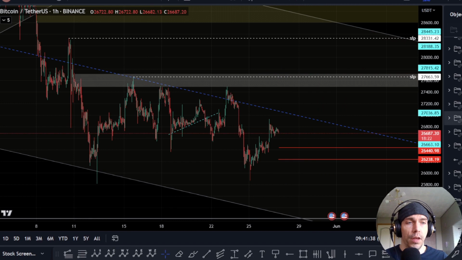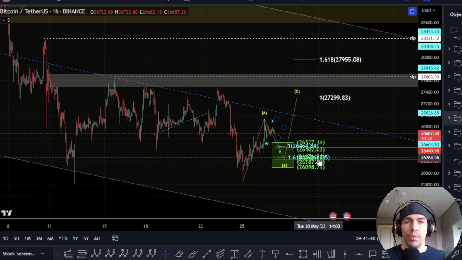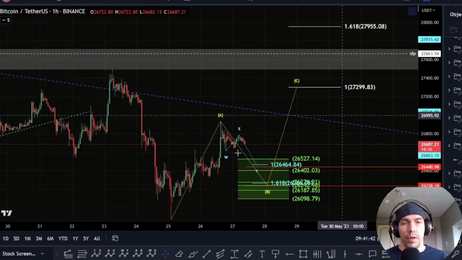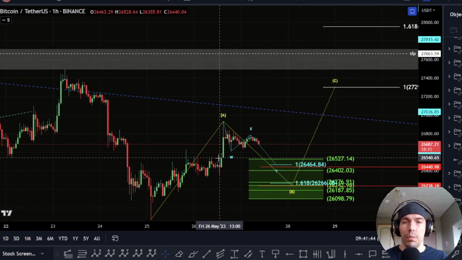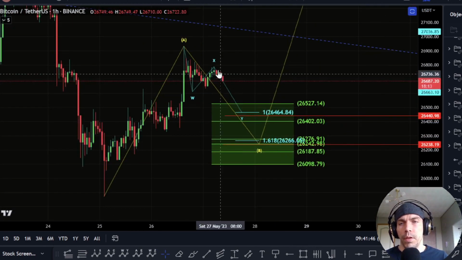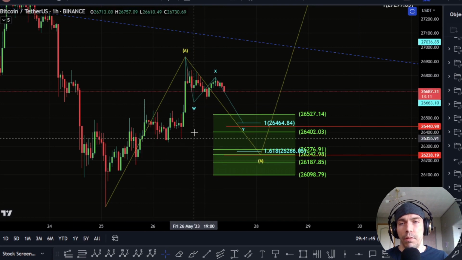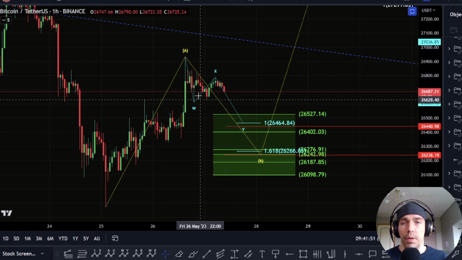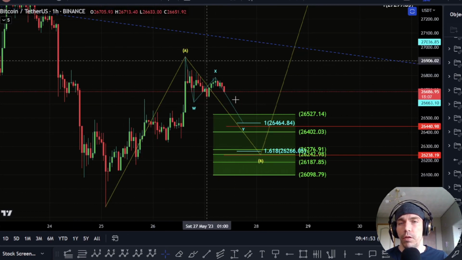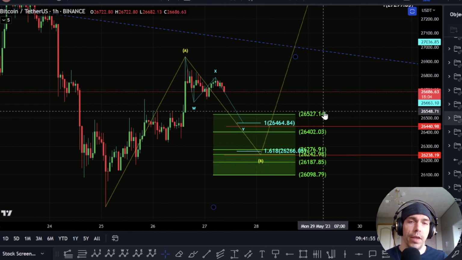So the way that we'd be looking at this as a corrective move to the upside would actually be looking at this move as an A, B, and a C. Now, what I'm looking for here is, because of the overlap within this wave here, I am treating it as a corrective wave, but there is the potential that this could actually develop into an impulse. So we'll go over that in a second.